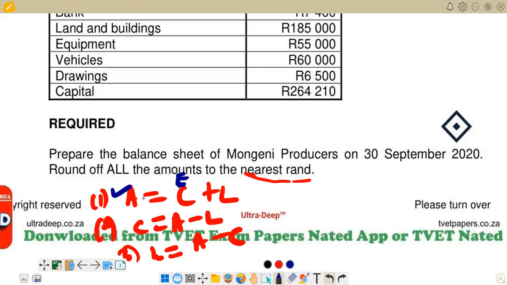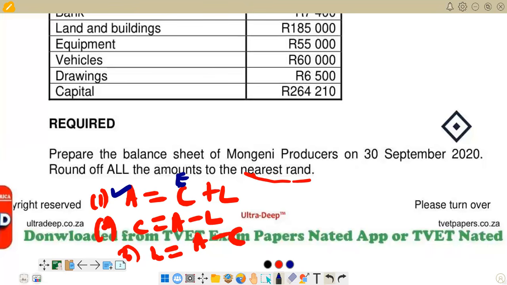Under assets, we have 2 different types of assets. We've got current assets and non-current assets. Current assets are resources that are going to stay in the business for less than a year. When a resource is going to stay in the business for less than a year, we indicate it as a current asset. Non-current assets, or fixed assets, are going to stay in the business for more than a year.